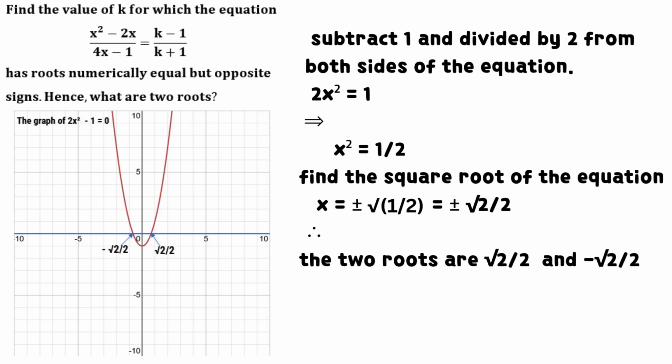Find the square root of the equation and we obtain that x equals plus or minus the square root of half, which when rationalized equals plus or minus half of the square root of 2. Therefore, the two required equal but opposite sign roots are half of the square root of 2 and negative half of the square root of 2. See the graph of the equation where the curve intersects the x-axis at negative half of the square root of 2 and half of the square root of 2 for further explanation.